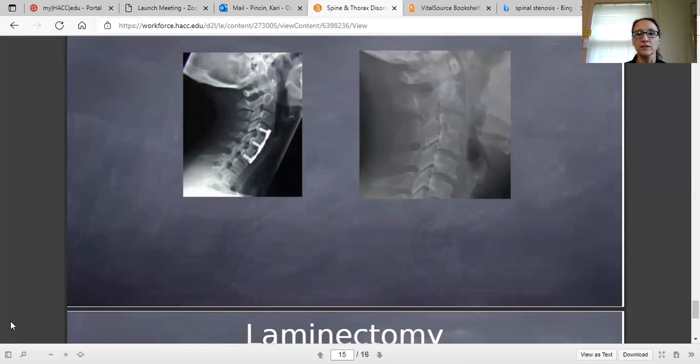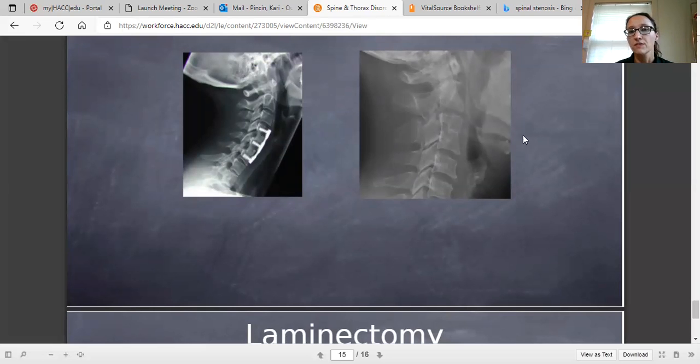So here's a fusion. Now these are using screws. Sometimes they're little teeny, well, I say teeny cages. They're really not that tiny. They're little vertebrae cages. They go all the way around, or most of the way around anyway. So this is a surgical fusion here.